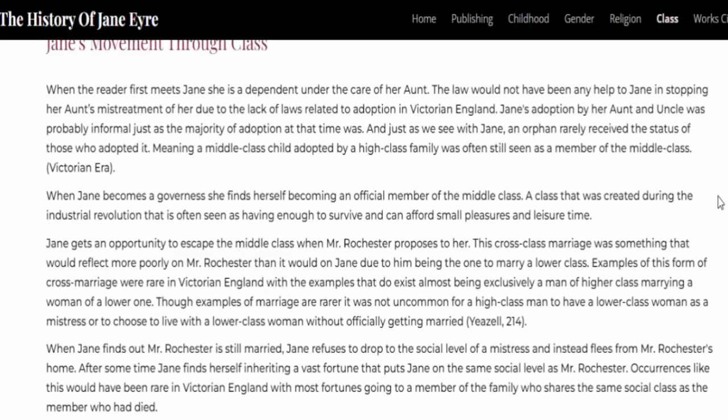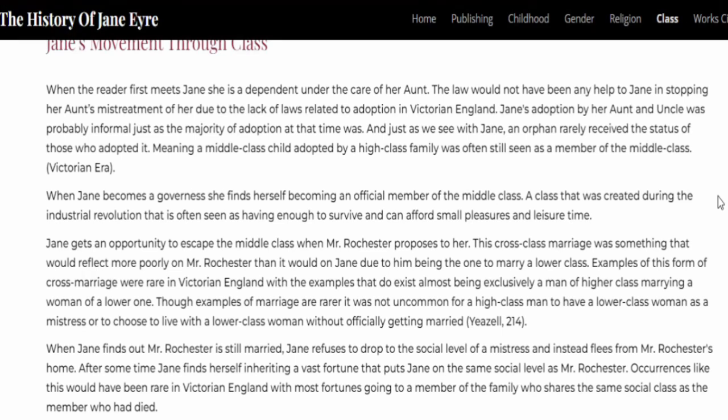Of course, when Jane finds out Mr. Rochester is still married, that means she would be turned into his mistress, which is definitely seen as lower than middle class, and so she's not having any of that and flees, and then she finds herself inheriting a vast fortune, which puts her on the same level, and that's just something that would have never really happened. It was extremely rare. I think I found one example of it happening, and it was to a man, so it wasn't even to a woman like Jane is.